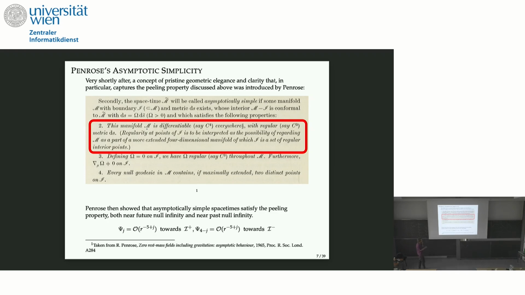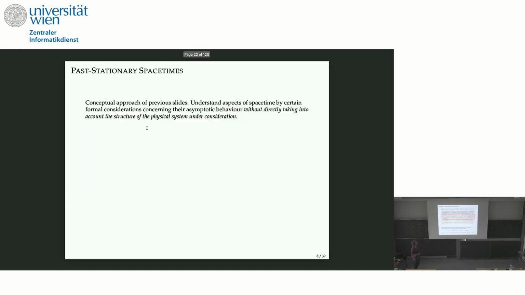I should already say this, the peeling towards the future null infinity was heuristically motivated by no incoming radiation. Peeling towards past null infinity never had any motivation. That would just be a consequence of having a smooth past null infinity. Okay, so this was Penrose's asymptotic simplicity, smooth null infinity.